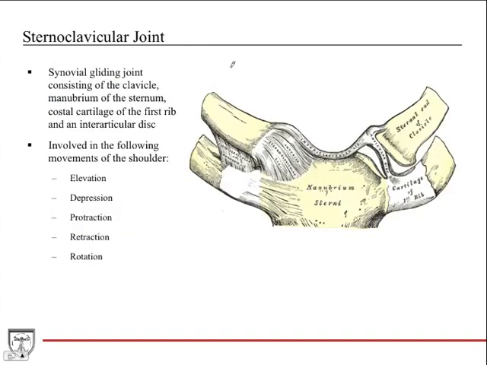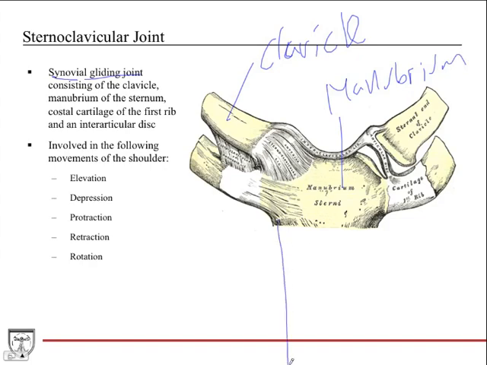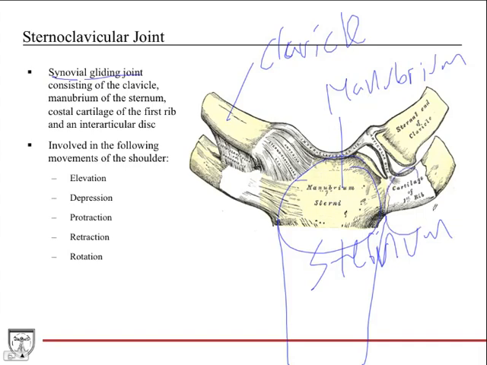Sternoclavicular joint, so it's a synovial gliding joint, and it consists of the clavicle here and then the manubrium of the sternum. The sternum is the breastbone that comes down like this, and the top part of it is called the manubrium. We'll talk more about this in chapter 3 in the thorax. The manubrium articulates with both the cartilage of the first rib and the clavicle, and there's an interarticular disc involved here as well.